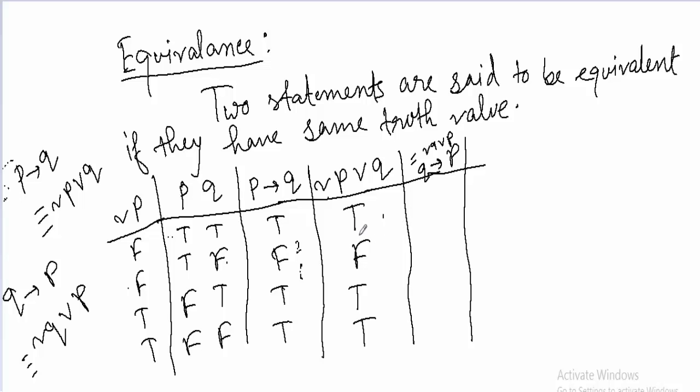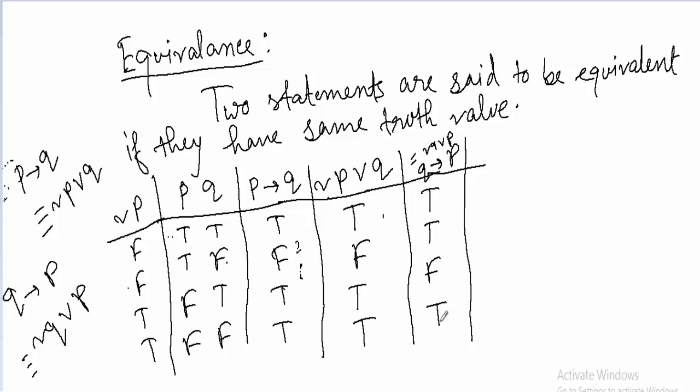So if we find the truth value of that: not Q means, this is Q, not Q means false, and P means true, false union true equals true. Then not Q is true, P is true, so this will be true. Then not Q is false and P is false, so this will be false. Then Q equals false, so not Q equals true, and P equals false, so the union of true and false is true. So this is the truth value of the converse.